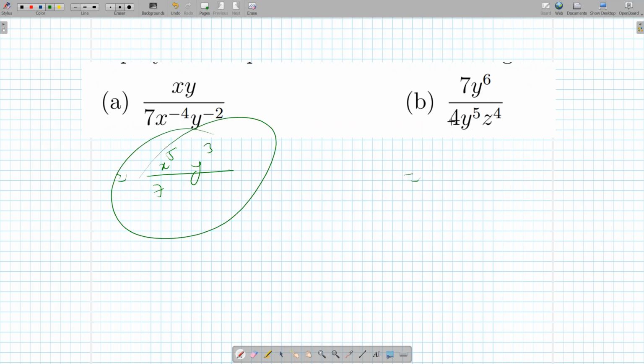Look at this one. 7 over 4. Can't reduce them. One of them is a prime number. Y6, do we bring it up? Or do you bring this down or 5 up? 5 up. How many do you get? 11. Nope.